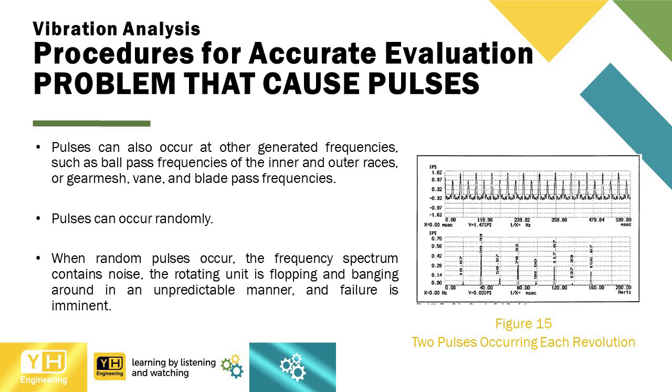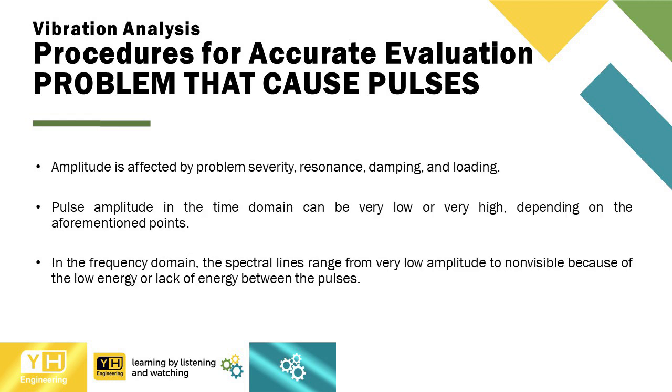When random pulses occur, the frequency spectrum contains noise, the rotating unit is flopping and banging around in an unpredictable manner, and failure is imminent. Amplitude is affected by problem severity, resonance, damping, and loading. Pulse amplitude in the time domain can be very low or very high, depending on the aforementioned points.